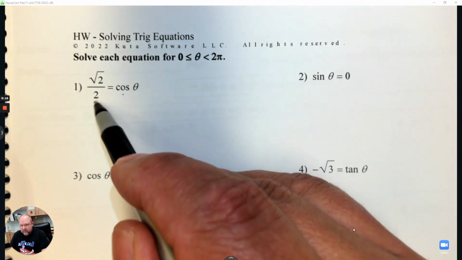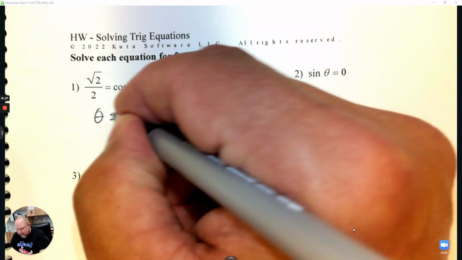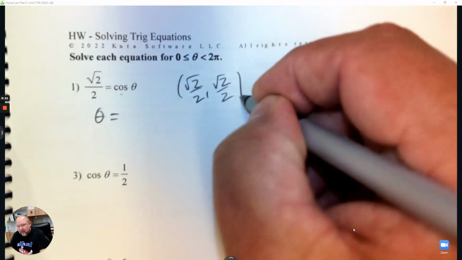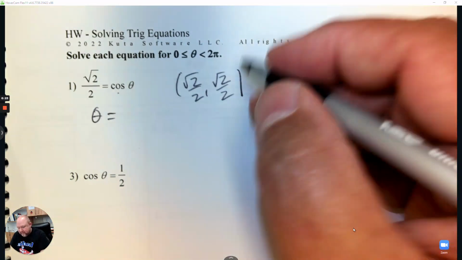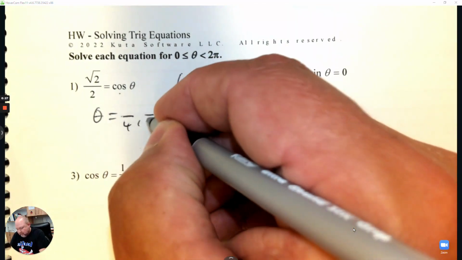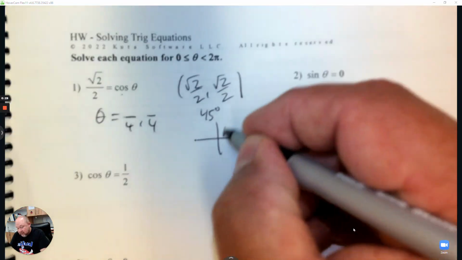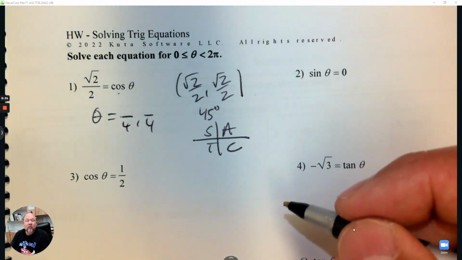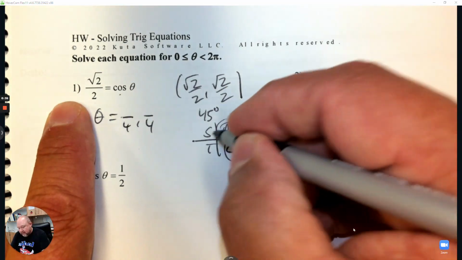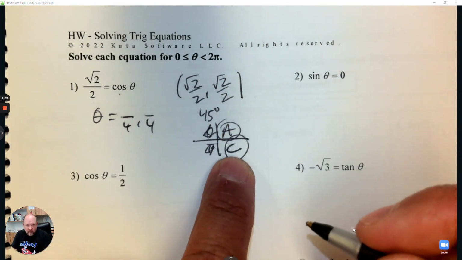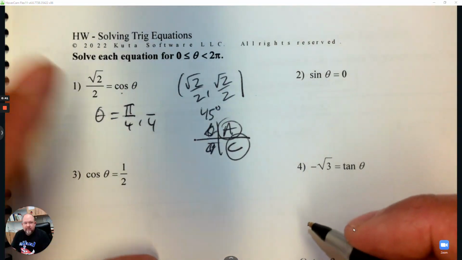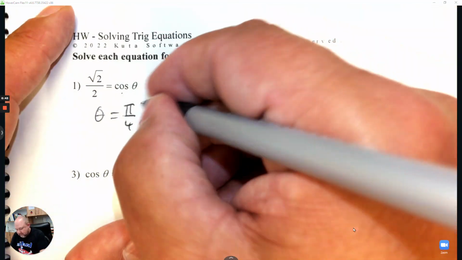Cosine theta is equal to root 2 over 2. What angle would that be? So if the x is that, the y is going to be also that, positive or negative. What reference angle is that? Which means my answer is pi over 4. The last thing I need to figure out is what quadrant we're in. Because cosine is positive, we're in quadrant 1 and quadrant 4. So in quadrant 1, it's 1 pi over 4. And in quadrant 4, it's 7 pi over 4.